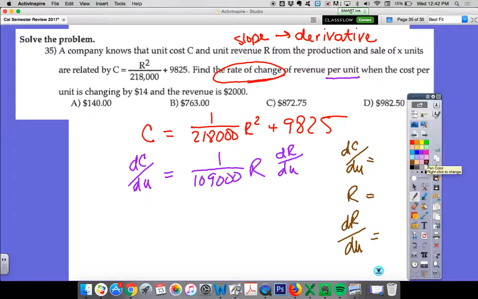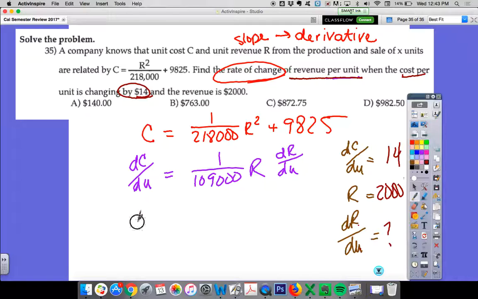All right, if you read your question, you can pick out your stuff. Find the rate of change of revenue per unit. Which one of those is this? The last one, revenue per unit. Okay, so that's what we're looking for. When the cost per unit is changing by 14, so which one is that? That's your first one, okay? And then the revenue is 2,000. So we're going to plug in those things, and we're solving for dr over du.